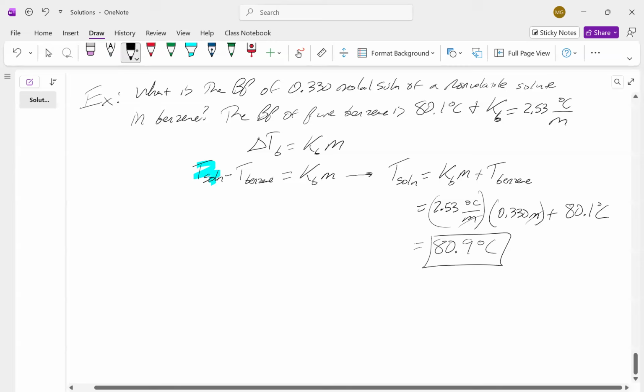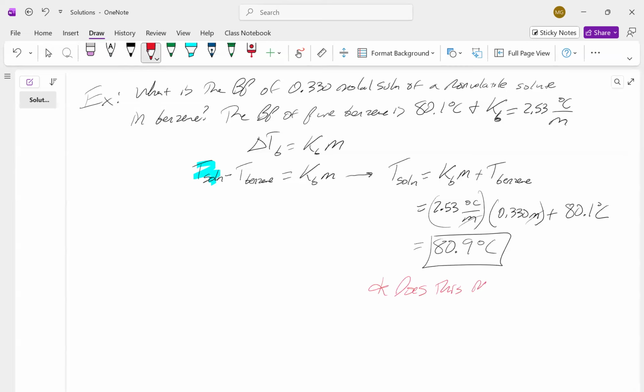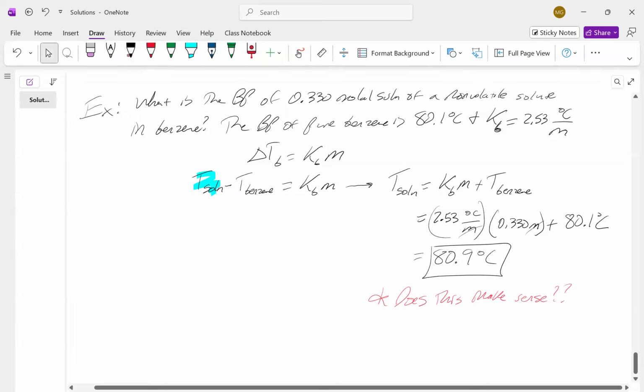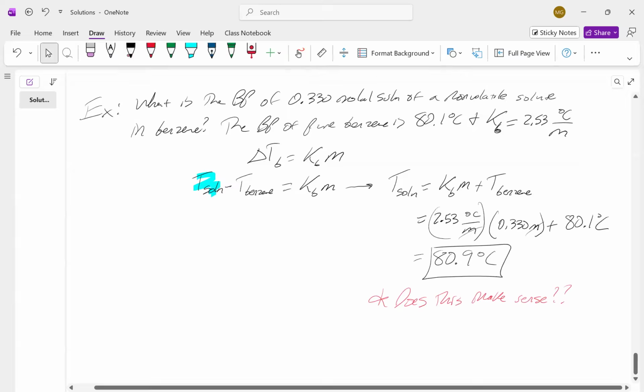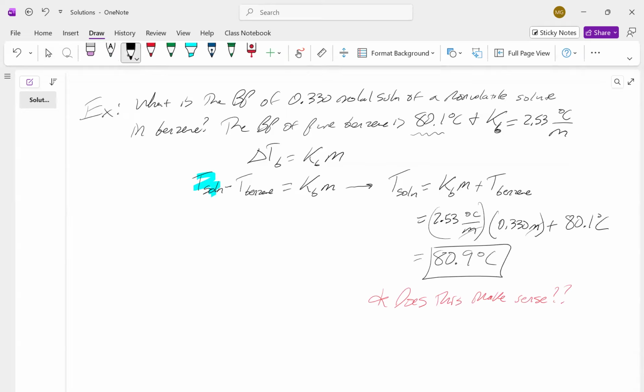And the final thing you want to ask yourself is, does this make sense? It's a quick way to check your answer. Well, we're talking about boiling point elevation. So I would expect if I add some sort of solute to benzene, it should increase its boiling point. And so it went from 80.1 to 80.9. That makes good sense to me.